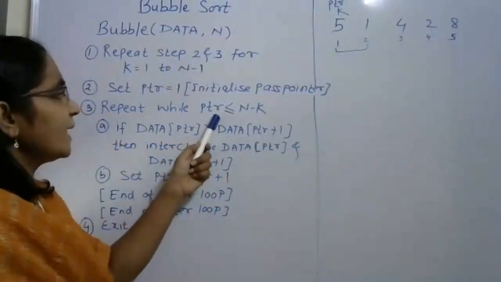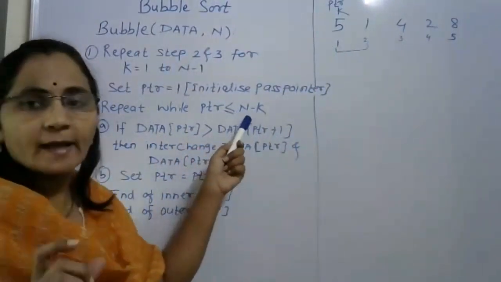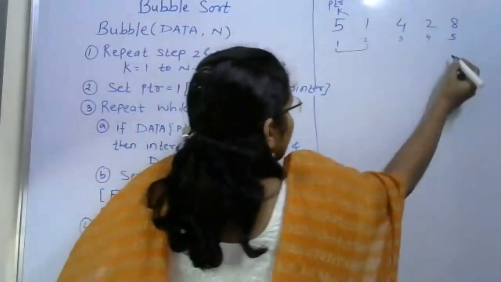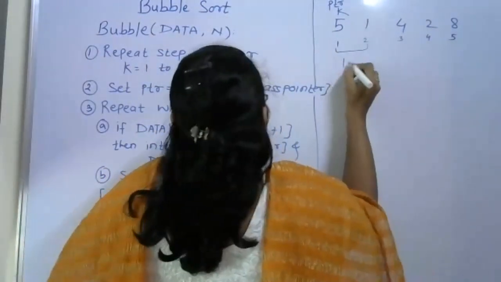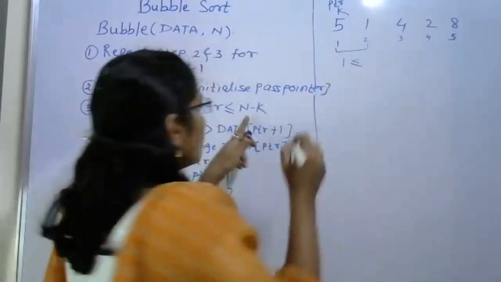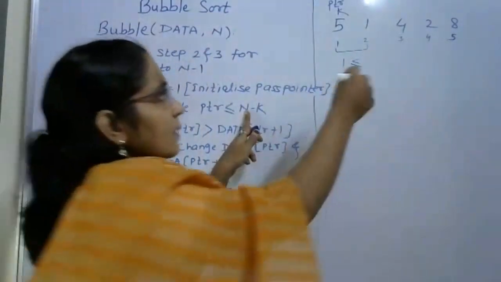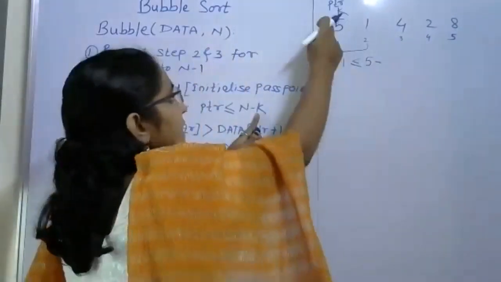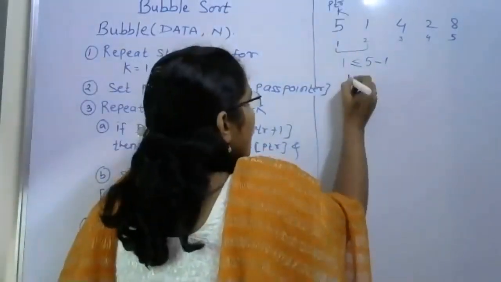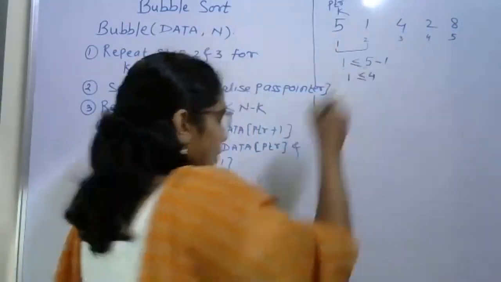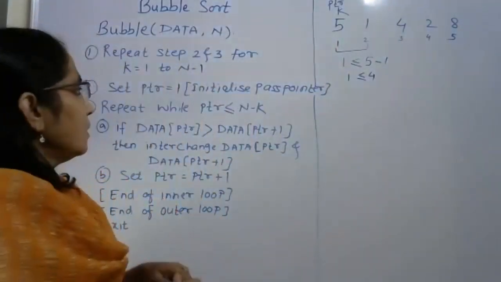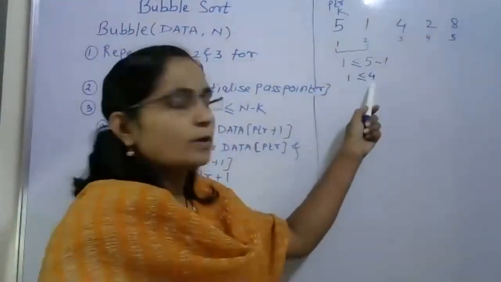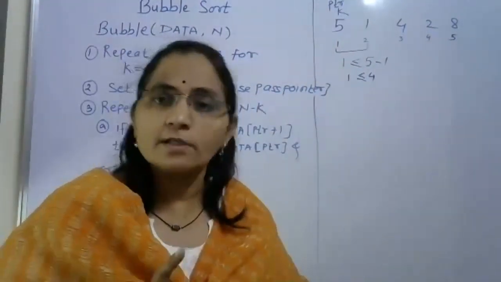Repeat while PTR is less than or equal to n minus k. What is the value of PTR here? The value of PTR is 1. So 1 is less than or equal to n. What is the value of n? The value of n is 5, minus k. What is the value of k? 1. So 1 is less than or equal to 4. You have to directly go for the loop and check: 1 is less than or equal to 4. Yes, the condition is true.